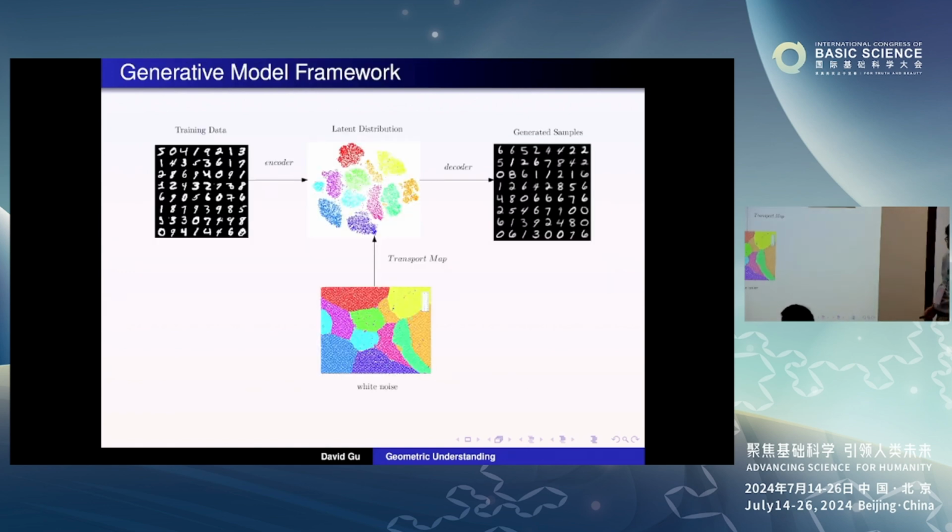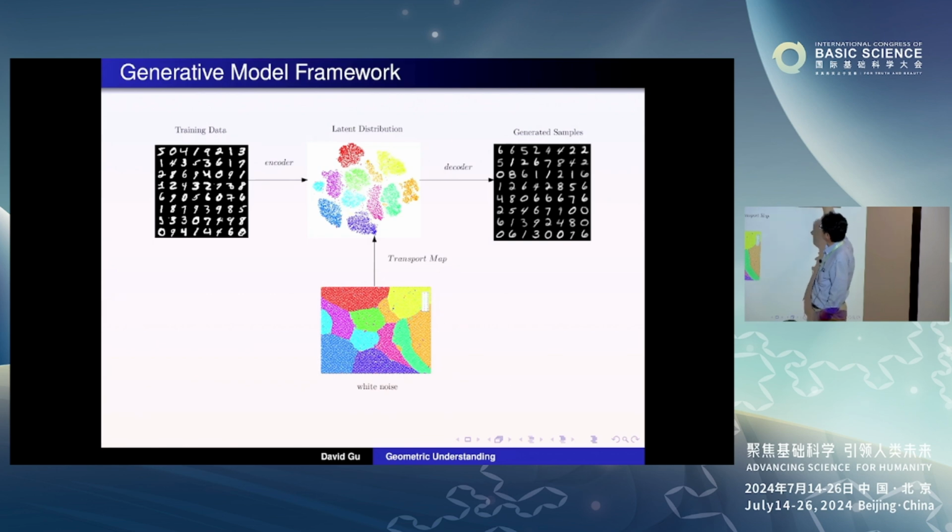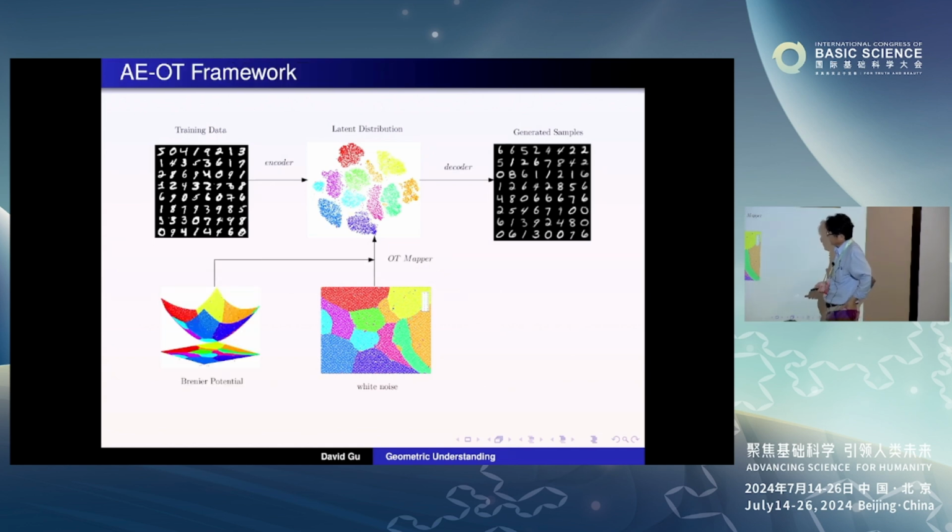So here we see a typical generative model. You have a training data set, and you train the encoder, encoding everything to the latent space. Then you train the decoder from the latent space to the data manifold. Then you use the computer to generate a uniform distribution, and you find the transport map from this distribution to this distribution. Currently, people use the diffusion model a lot, but later we will see the diffusion model actually has a lot of shortcomings. So we propose to use optimal transport. This arrow is basically a neural network.